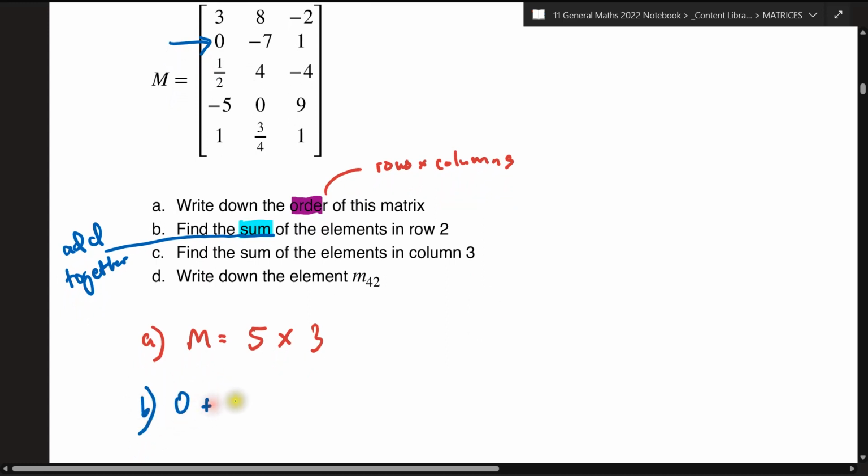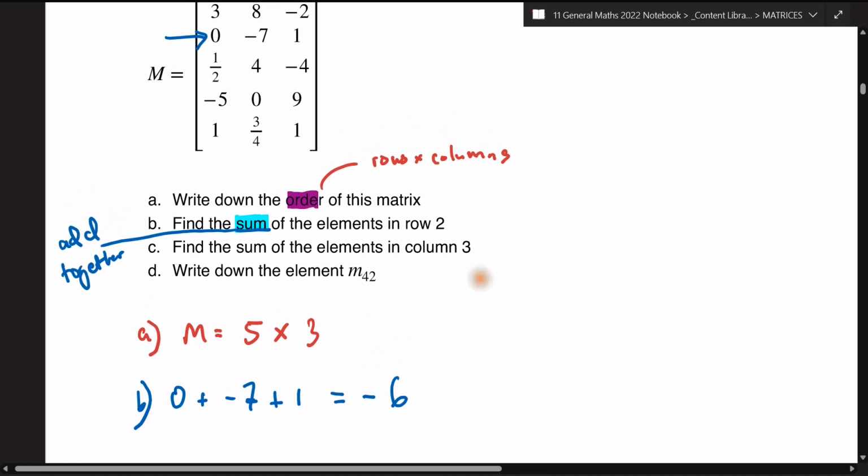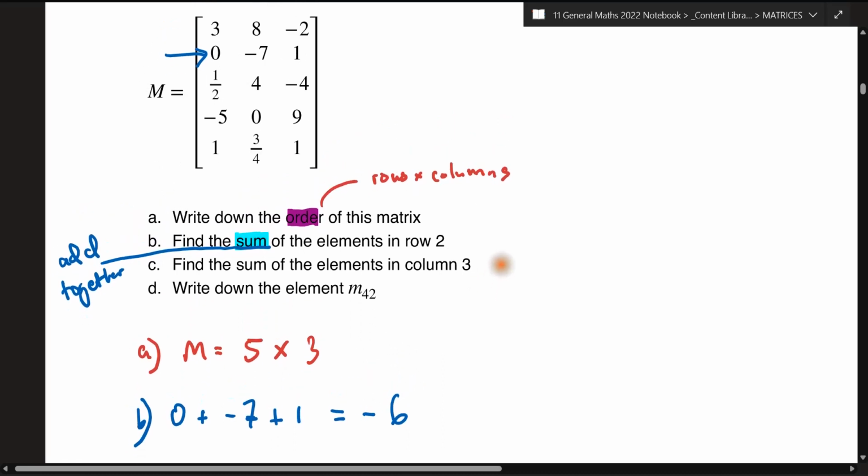0 plus -7 plus 1. So that means the sum of the elements in row 2 is going to be -6. Okay, adding them all up. If you're not good with your maths, please use your calculator for it. But that should be that.